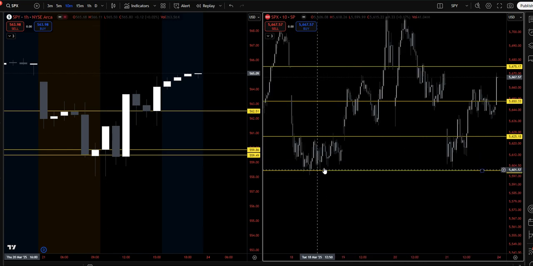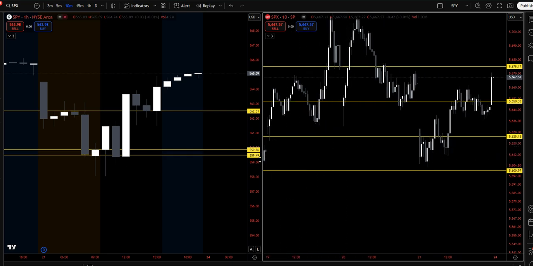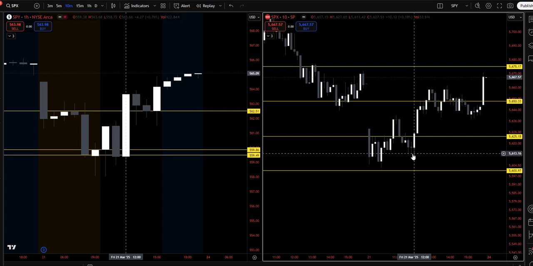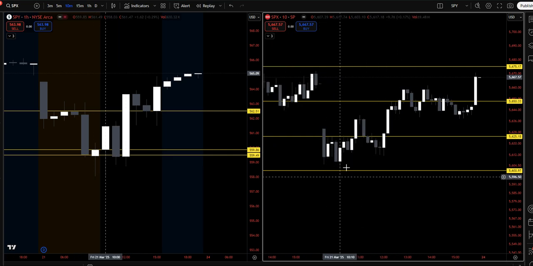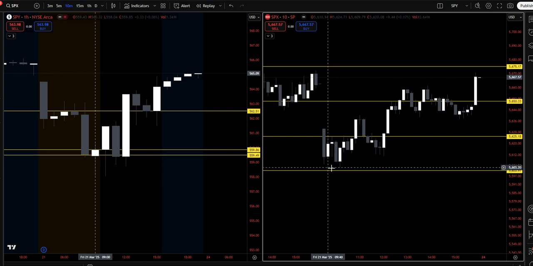We can see price came back into this area and we had chop. So what do we expect here? Chop as well. If we're expecting chop, the first time it touches, we want to take those trades. 5600 is a big level, so as soon as price comes down here, we would want to take calls.